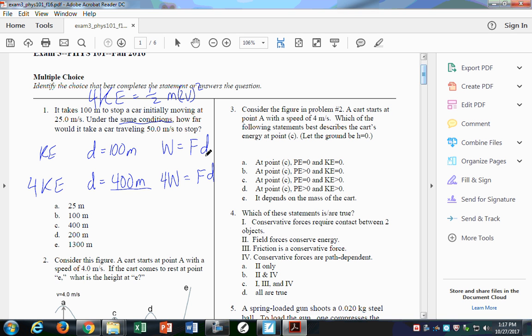All right, y'all want to look at momentum now? Is that okay, or more energy? We'll address energy again next week.